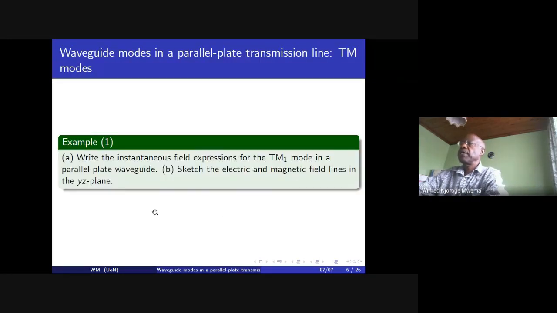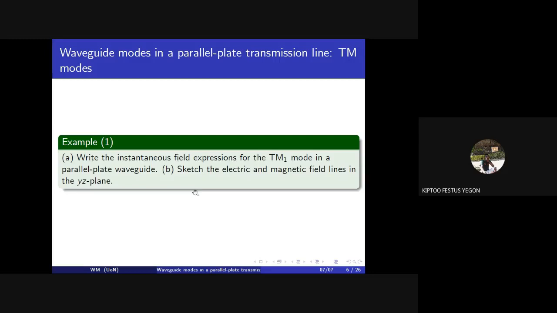So an example then. A: Write down the instantaneous field expressions for the TM1 mode in a parallel plate waveguide.